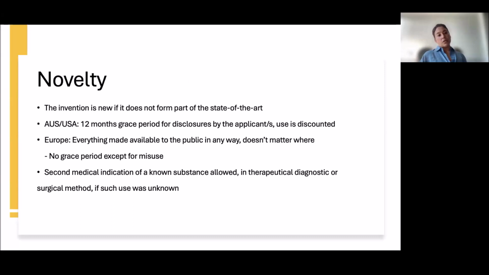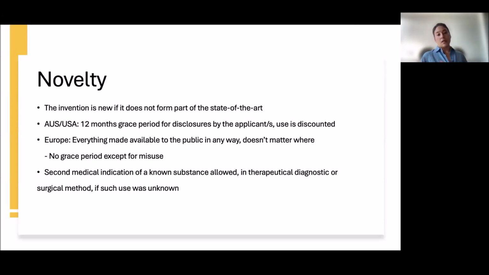As I briefly mentioned, the invention has to be new, and new is like +1 over the state of the art. There should be one feature of the invention that is not included in the state of the art. Although there's no grace period in the EU, if there's misuse, if somebody used your invention without your knowledge or control, and you are the main inventor, then if you are able to prove that, you may obtain a patent.